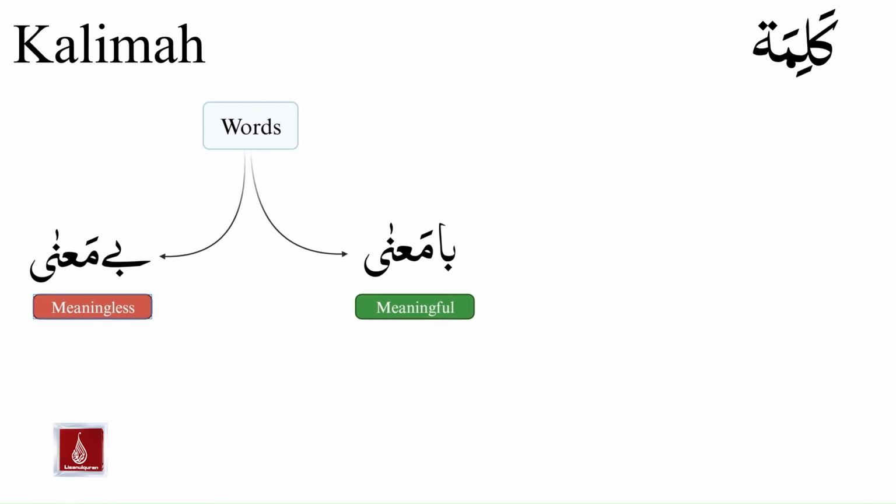Next, let us study kalima. Every language has words, and these words can either be meaningful words or meaningless words. The other terms are bamana alfaz, or meaningful words, and bemana alfaz, or meaningless words. A good example from the Urdu language is that sometimes we say khana shana or chai shai. Khana is a meaningful word, but shana is a meaningless word. Chai is a meaningful word. Shai is a meaningless word.